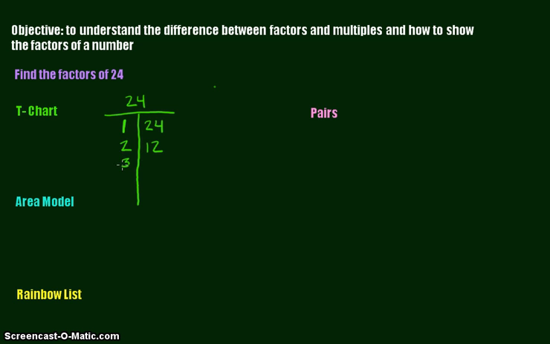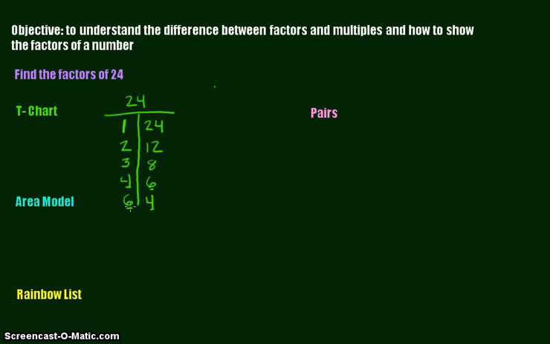I think 3 times 8 gives me 24, so these are two more factors. Will 4 go into it? Yeah, 4 times 6 will make 24, so those are two more factors. 5 doesn't. I know 5 can go into 25, but not 24 evenly. 6, I can go 6 times 4, but okay, what I just realized, I'm starting to repeat myself. I just did 6 over here and 4 over here.